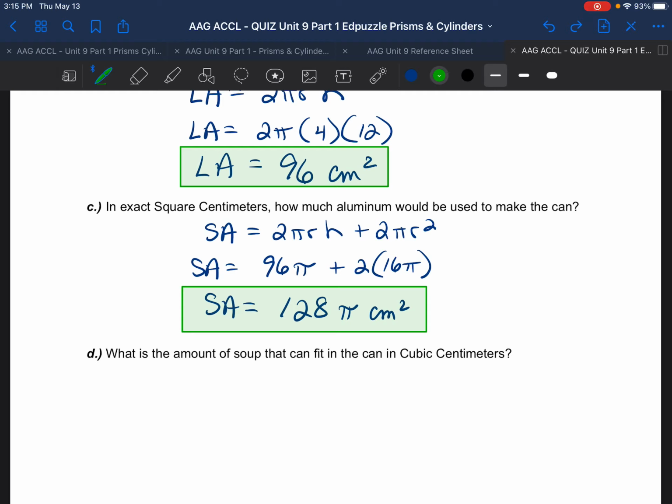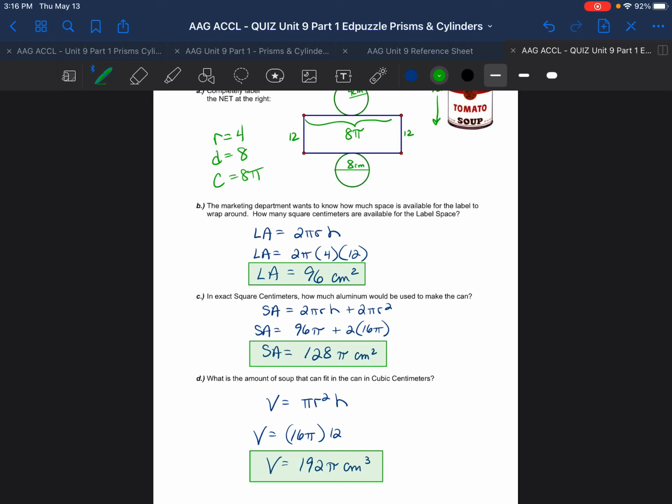Part D, what is the amount of soup that can fit inside the can in cubic centimeters? The amount of soup that can fit inside the can will be its volume, right? We're talking about the cubic space, the cubic centimeters that fit inside. So the formula we should have used is pi r squared times h, or we could have used capital B times h, right? Area of one base is 16 pi multiplied by 12 high, so 192 pi cubic centimeters.